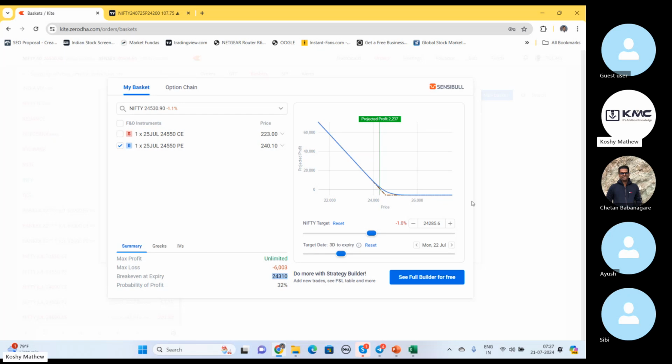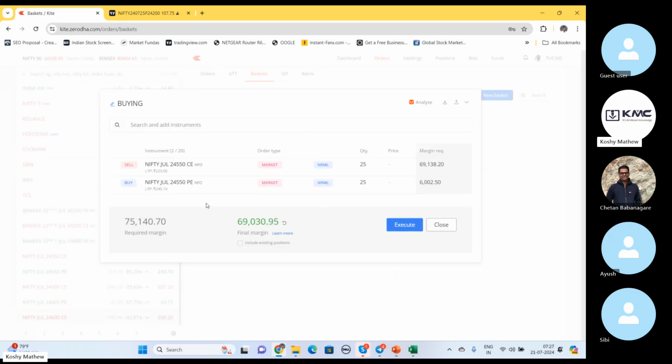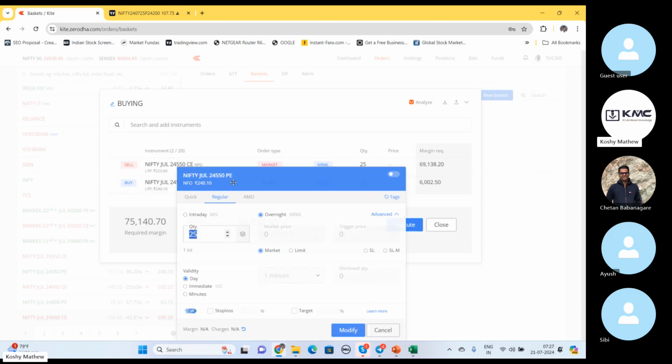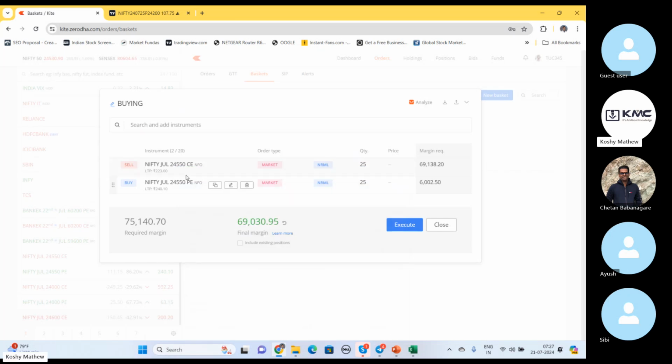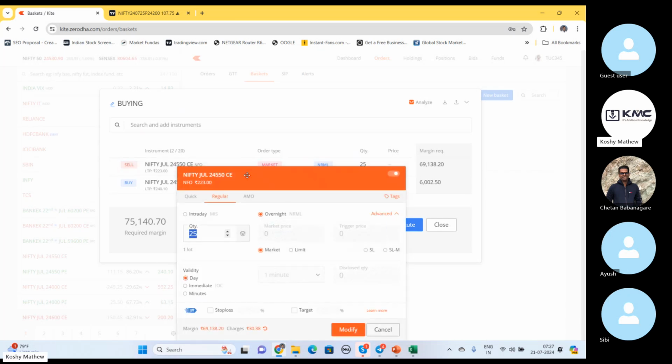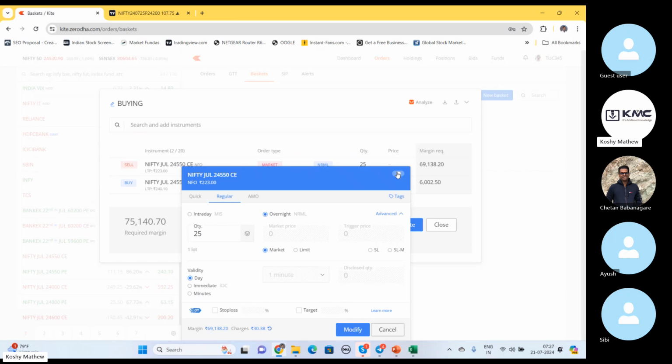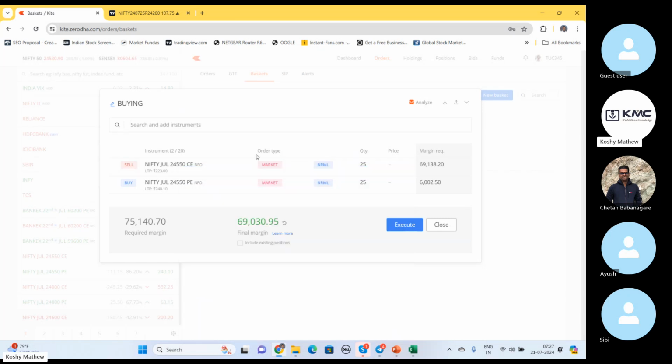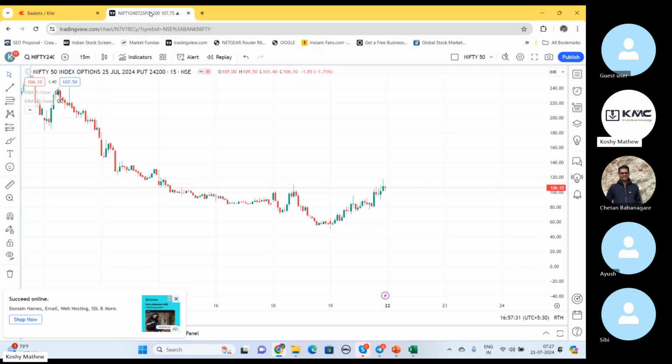How do you square off a position? Because you bought this put, you have to sell it and close it. Simple. Or if you have sold it first, you have sold a call as the seller, then what you have to do? You have to buy this and square off your position. Simple.